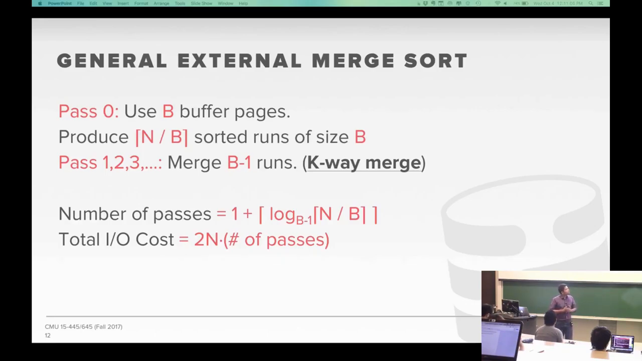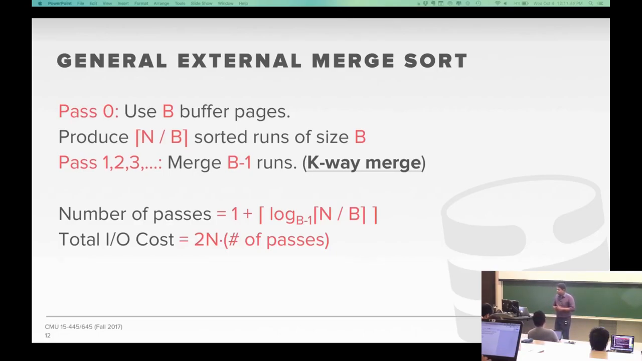So you can see that the number of passes in this case, instead of dropping by 2, drops by B minus 1. So the log base is B minus 1 instead of 2. In the previous case, B was 3 buffers, so 3 minus 1 is 2. That's why it was log base 2. So this generalizes the design. And again, in this case, the total I/O cost is 2n into the number of passes. So any questions about the general external merge sort algorithm?